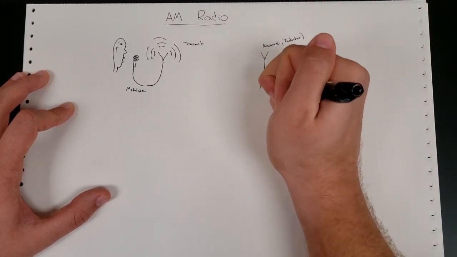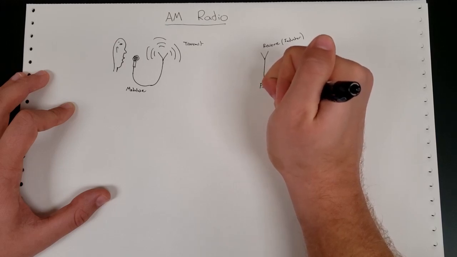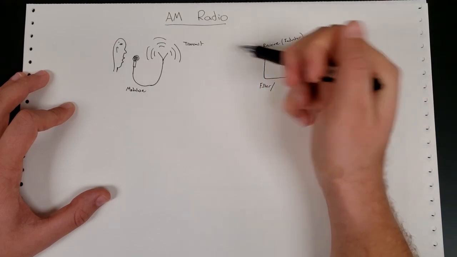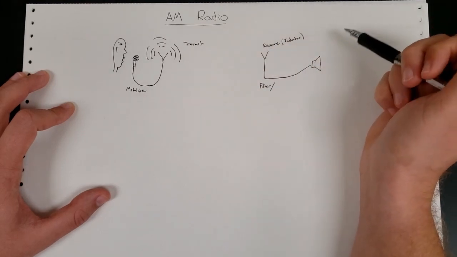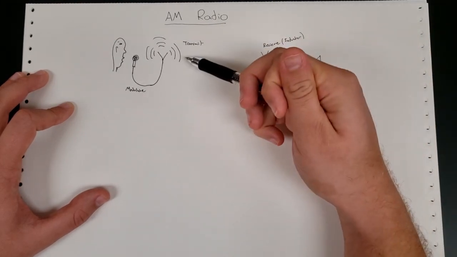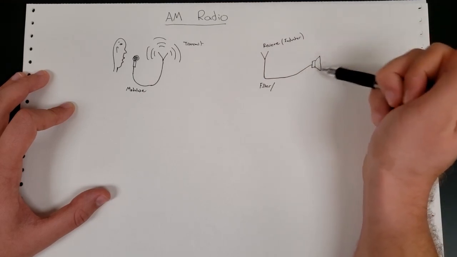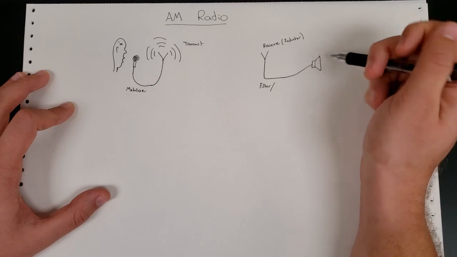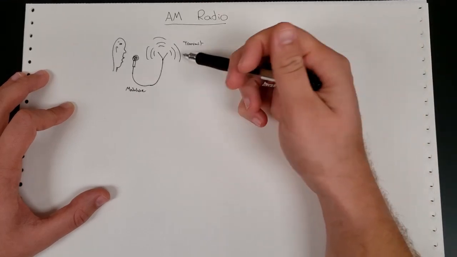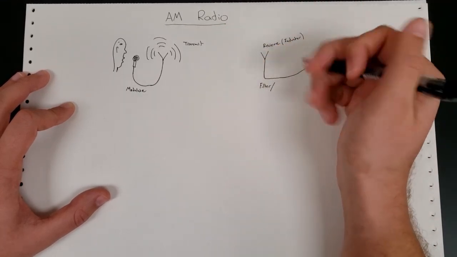We need to filter it, right? Because this is not the only transmitted signal. There will be many other signals being transmitted. So we want to filter out only this signal. And so whenever we do go to the speaker, we don't get a lot of noise, right? We only want to hear the specific signal that we want to hear. So we first need to filter it.